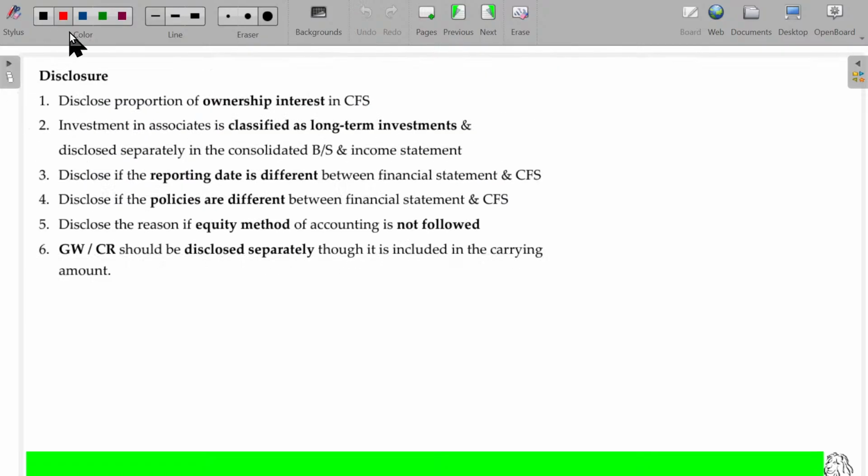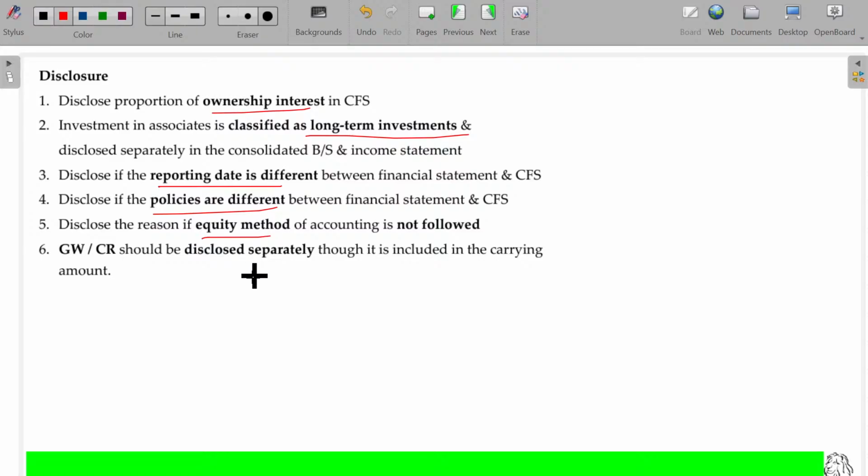And now go for the disclosures. Ownership interest. What is the percentage I have? 30%, 25%. And if it is not purely significant influence, then that investment will be classified as long term or short term. I'm going to hold it for a long period or a short period. And if the reporting date is different, then you have to mention that. If policies are different, then you have to update this.